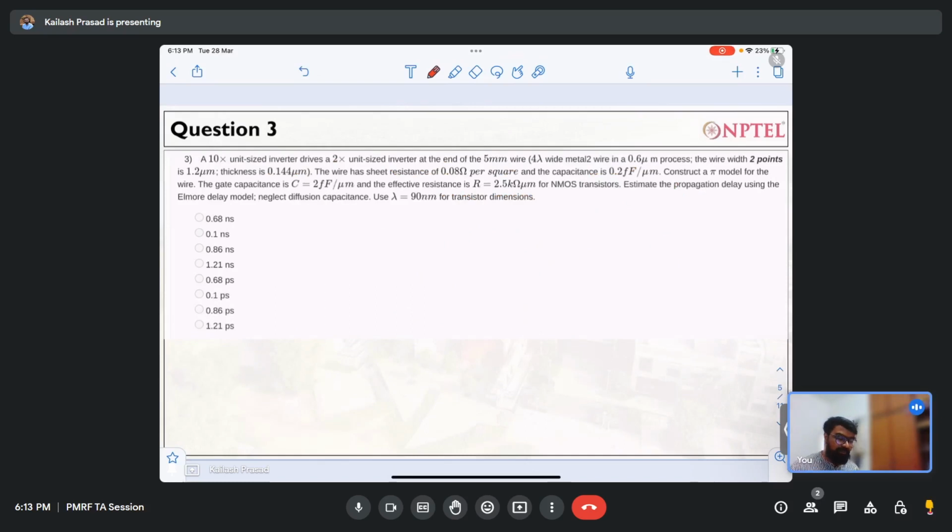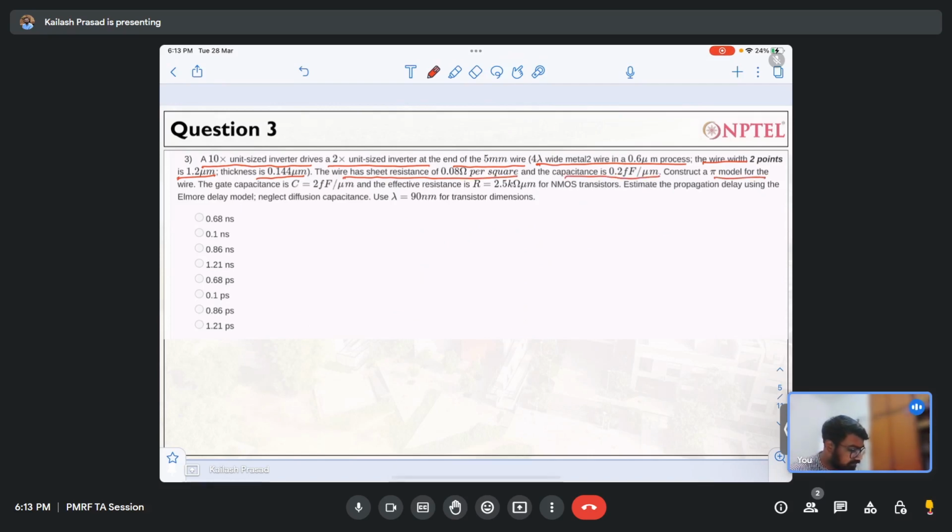Now, moving to the third part. In the third part, let me read it for you. A 10x unit size inverter drives a 2x unit size inverter at the end of a 5 mm wire, 4 lambda wide metal 2 wire in a 0.6 micrometer process. The wire width is 1.2 micrometer. The thickness is 0.144 micrometer. The wire has a sheet resistance of 0.08 ohm per square. The capacitance is 0.2 femtofarad per micrometer.